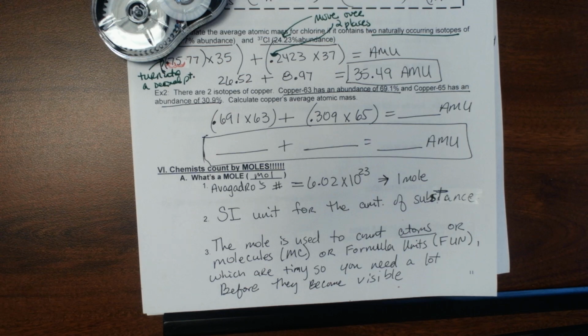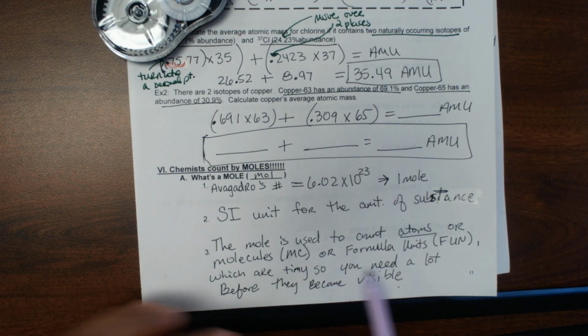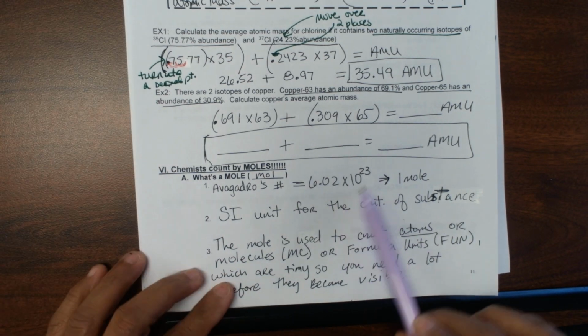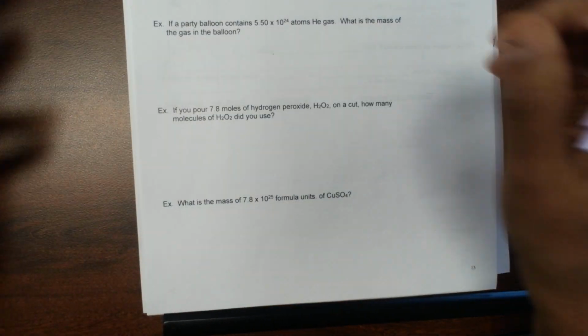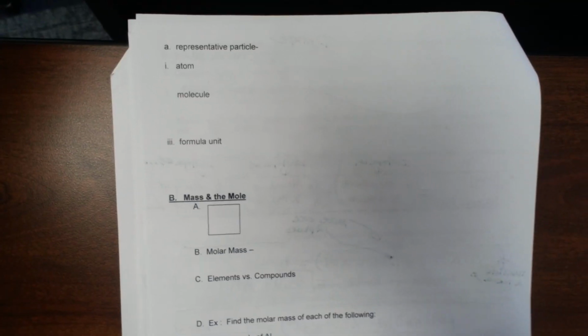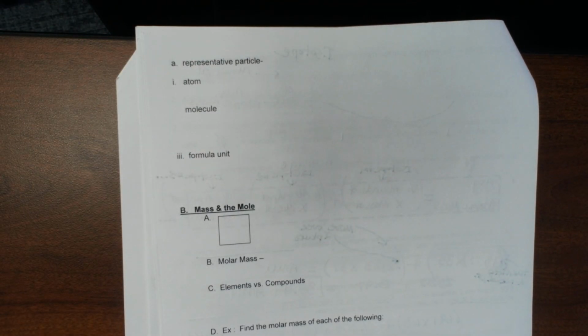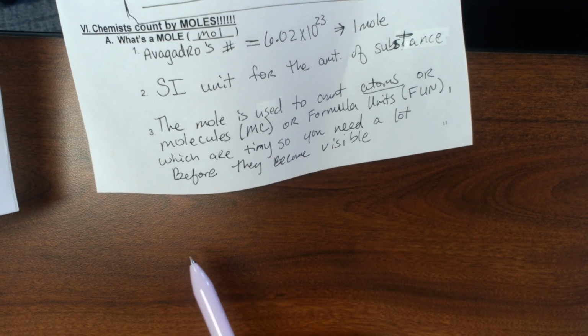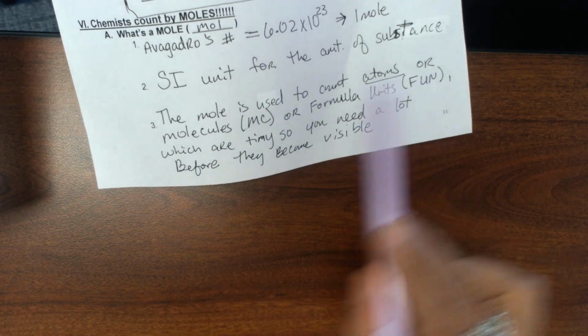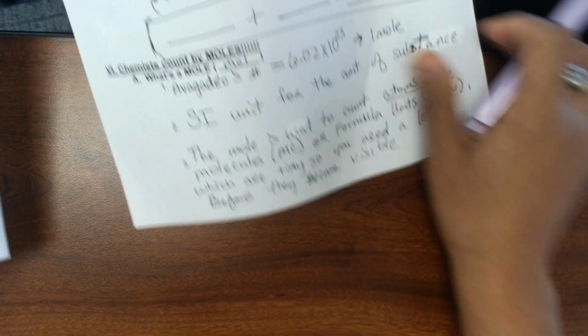Hopefully that makes sense that they are so, so small that we have to get such a big amount before we can call it one, which is 1 mole. The next part, which is part of your homework here, is representative particles. We've got 3 types of representative particles. We have atoms, or formula units, or molecules.